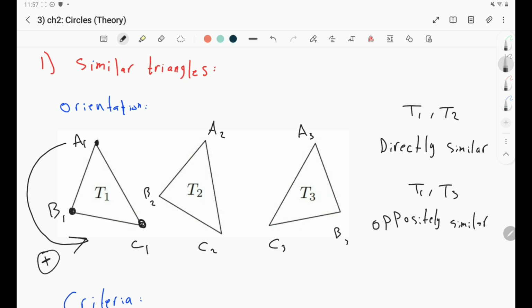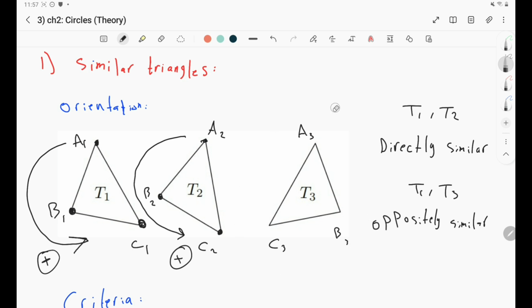Usually everyone hates clocks, so we consider anti-clockwise to be the positive direction. And if you're going clockwise, then it's negative. So here, the same thing. What happens if you go for A2, then B2, then C2? What's the orientation here? Again, it's going to be anti-clockwise, positive. See, so they are directly similar. You can also say they are similarly oriented.